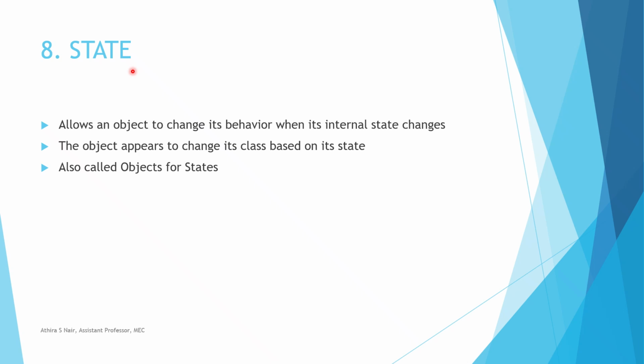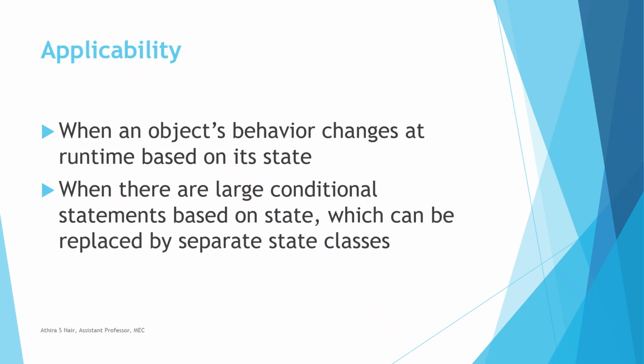Next type is state. So this allows an object to change its behavior when its internal state changes, and the object will appear to change its class, and it is also called objects for states. So we can use the state pattern in either of these cases.